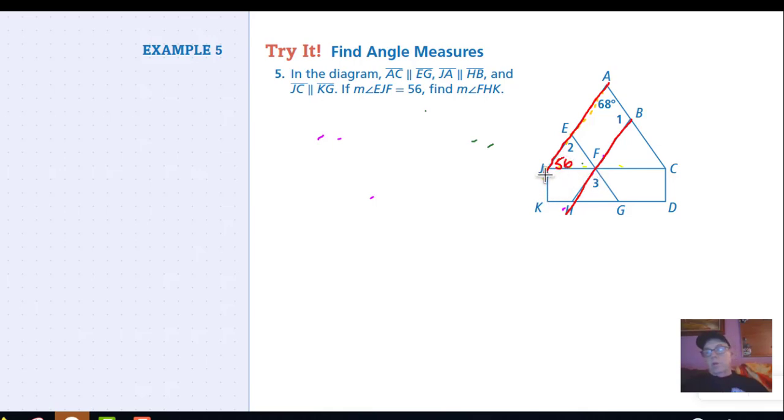So let's see. With JC being a transversal line, this angle BFC is a corresponding angle with EJF, and that's going to be 56 degrees. By vertical angles, we know that this angle JFH, if that's an H, is going to be 56 degrees also. And they want us to find out what this angle measure here is down at the bottom.